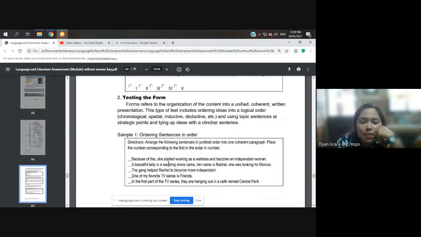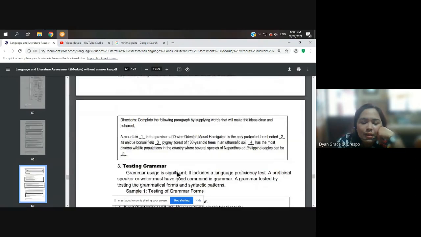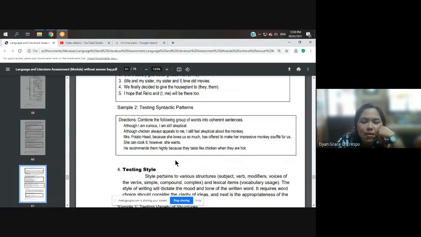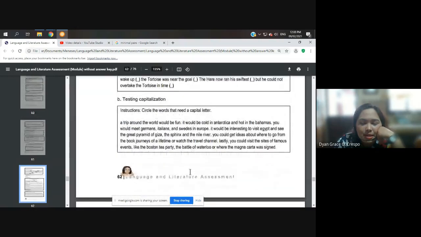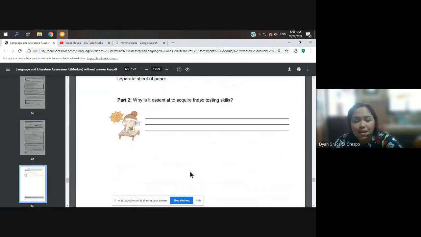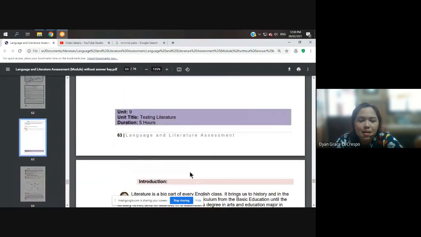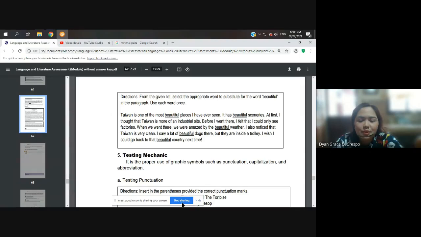Testing form naman, sentence order, pwede yan. We have, ayan yung mga sample, testing grammar. So, grammar forms, patterns, testing style. So these are just examples, and I think you could just read it anyways. Okay, so those are the different ways to test the receptive and productive skills.